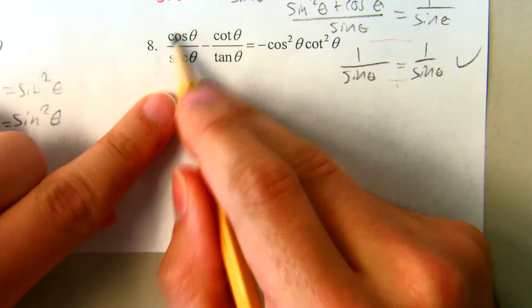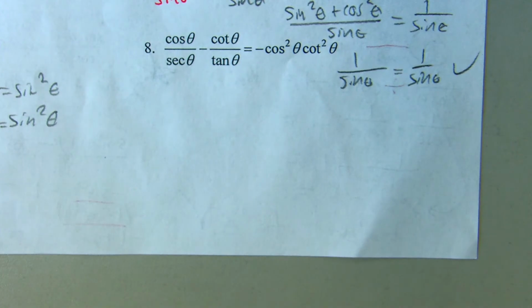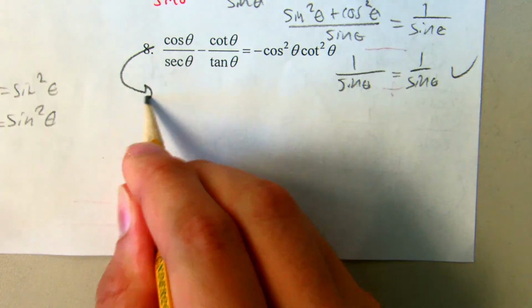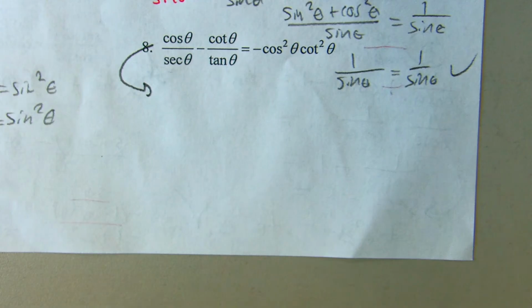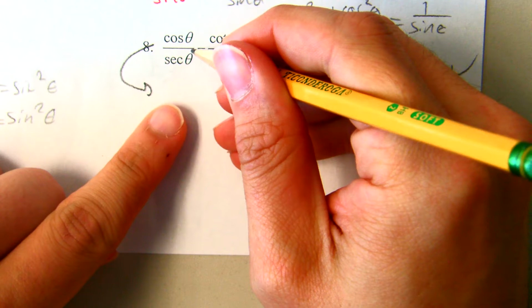Some people change all this stuff into sines and cosines, and all this stuff into sines and cosines, and 3 or 4 steps later figure out what happens. So I'm going to remind you of trying to think of this a different way.